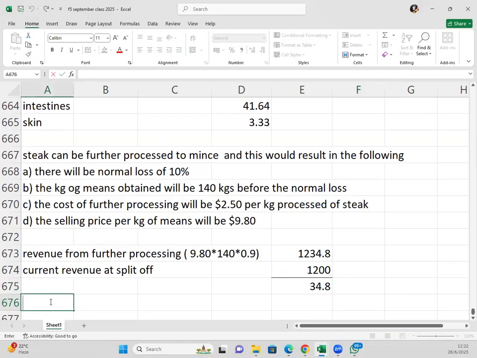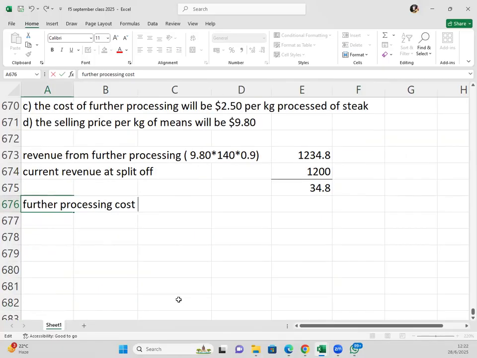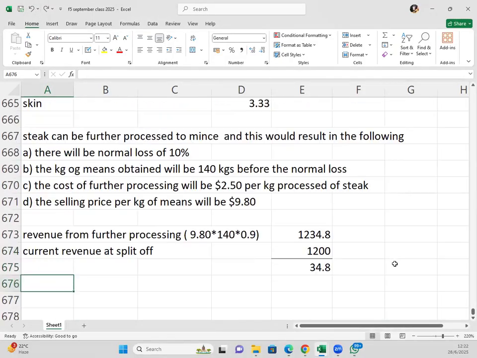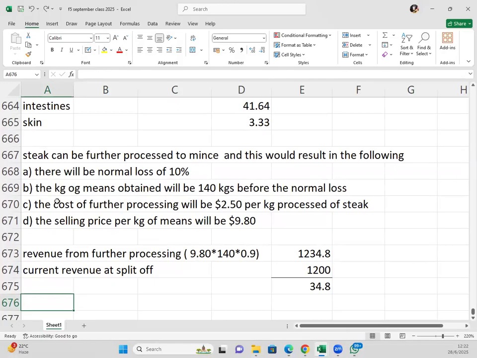What about our costs? If we further process, there are further processing costs. Our revenue is going to increase by $34.80, but the costs are going to increase too. So what are the further processing costs? We are told there will be $2.50 per kg processed. There will be a normal loss of 10%, and the kgs obtained will be 140. Then the cost of further processing will be $2.50 per kg processed of steak.